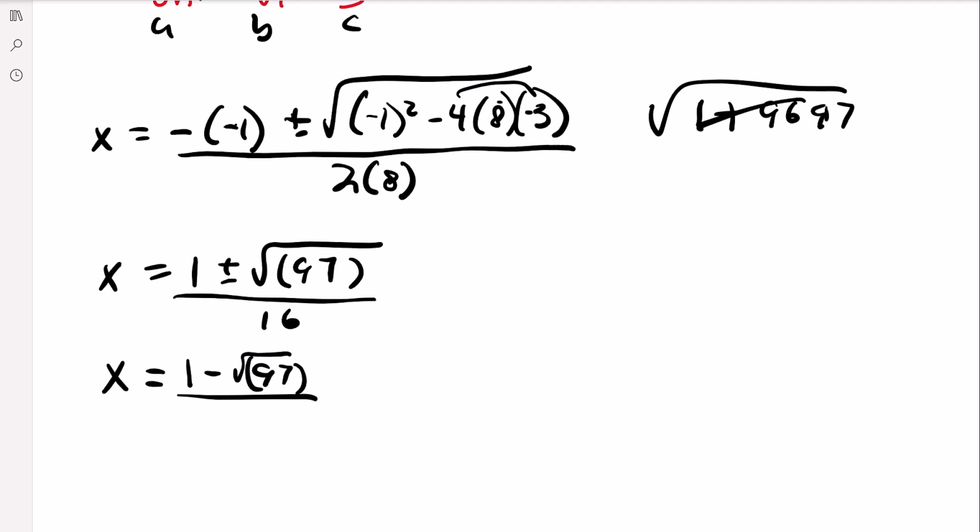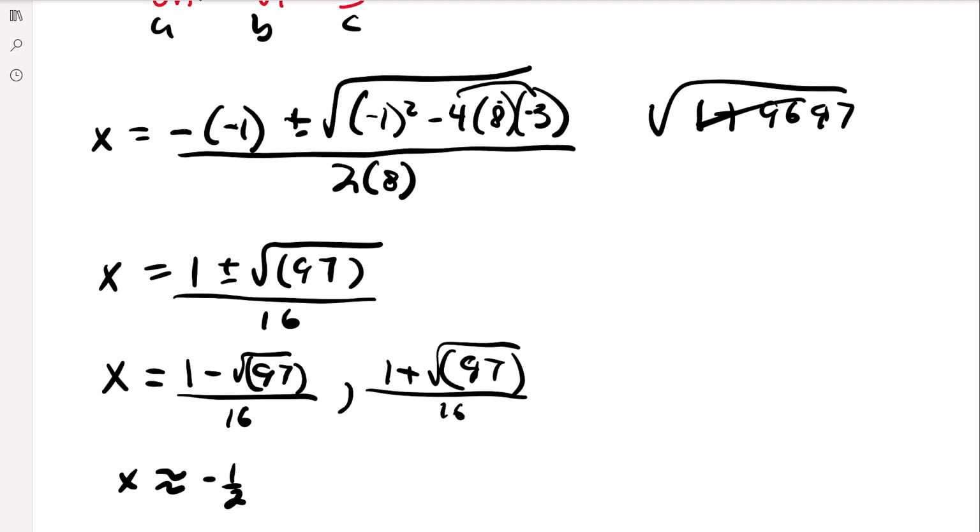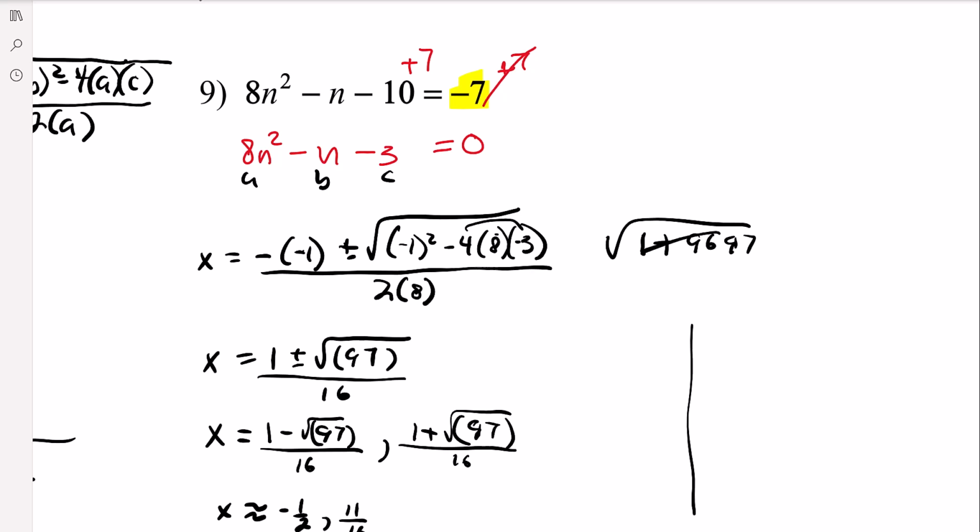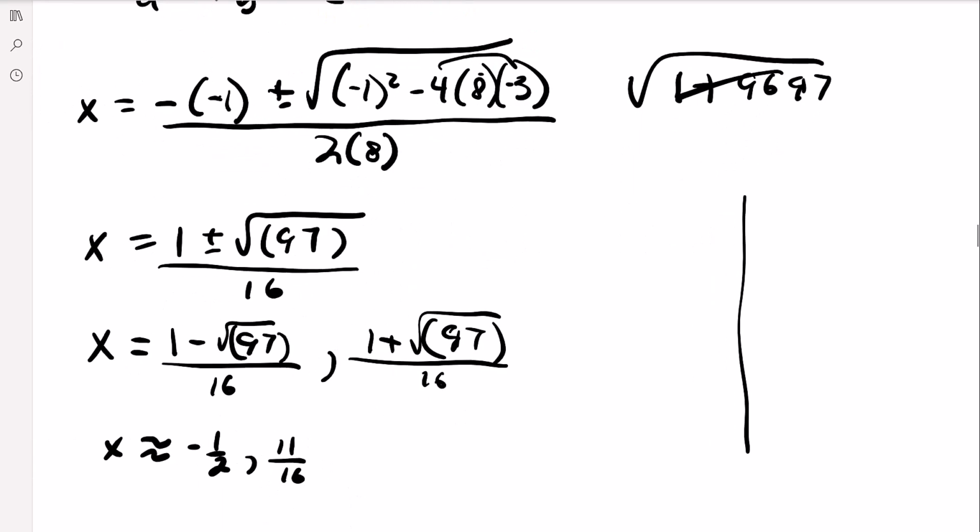which is a little bit less than 10. So 1 subtract 10 is negative 9 over 16. So a little bit more than negative 1/2. And then 1 plus root 97, which is almost 10. So 11 over 16. And then negative 3 is where it's going to touch the y-axis.